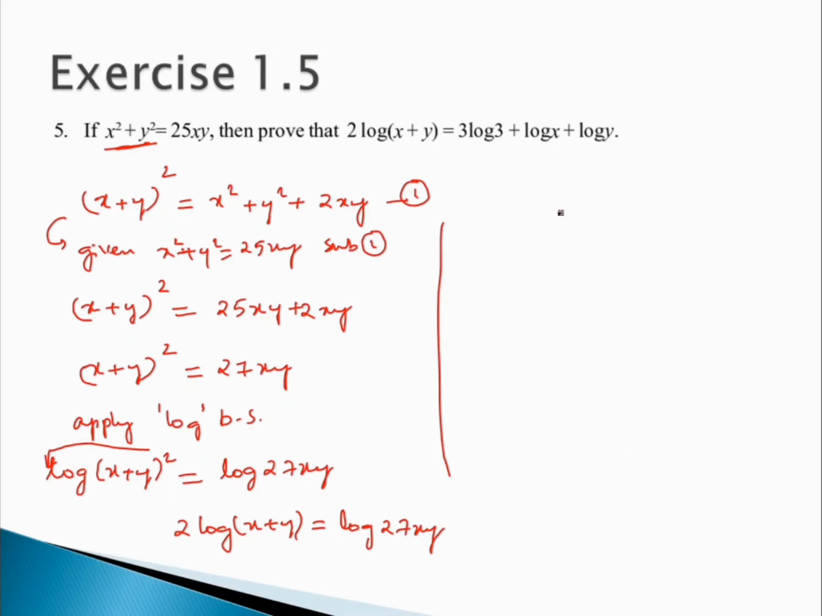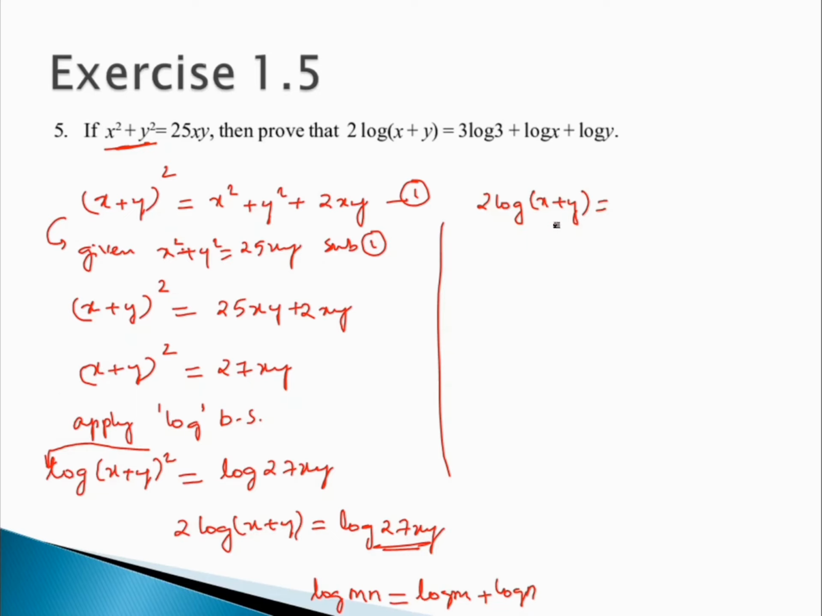Okay, let's see how to do this one here. So what is left out now? 2 into log of x plus y. How to write log of 27? As you're having everything here in multiplication, I'm using the m into n formula. Okay, when I use this, what is the formula? This one.